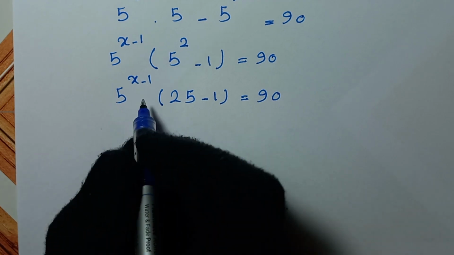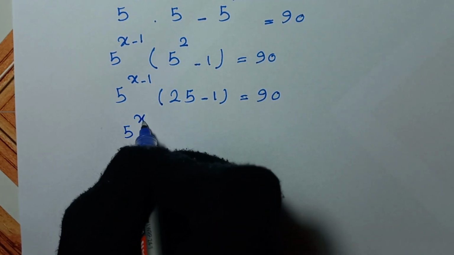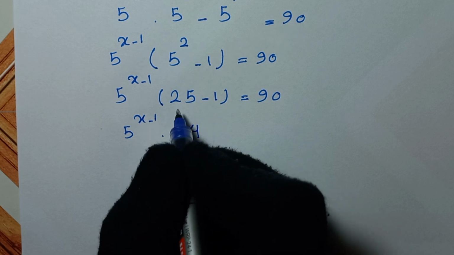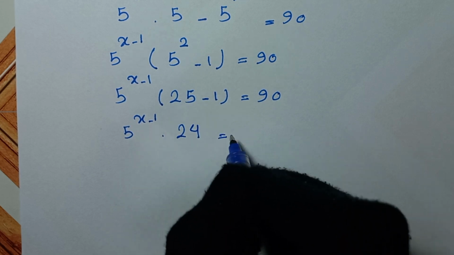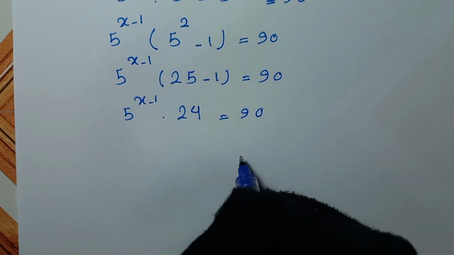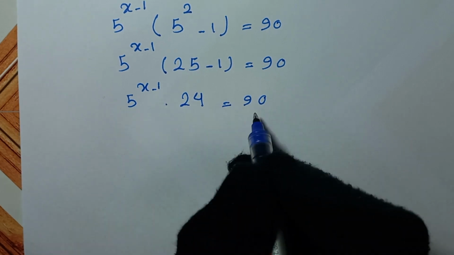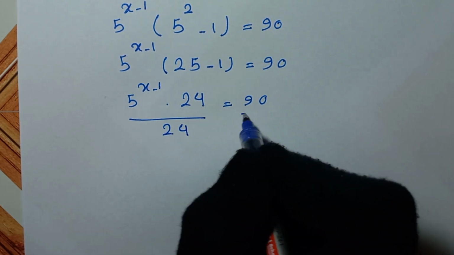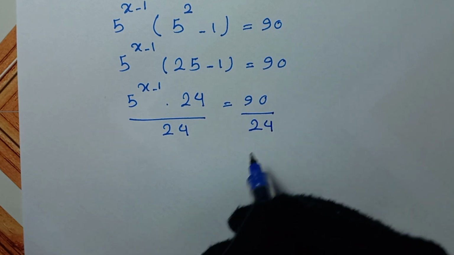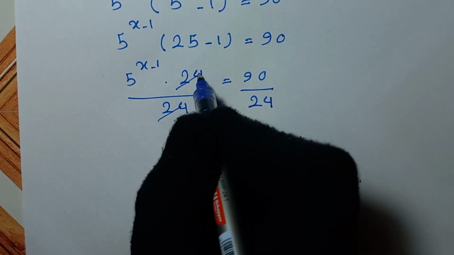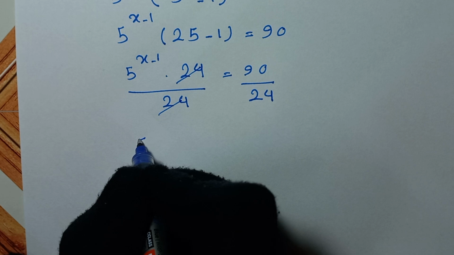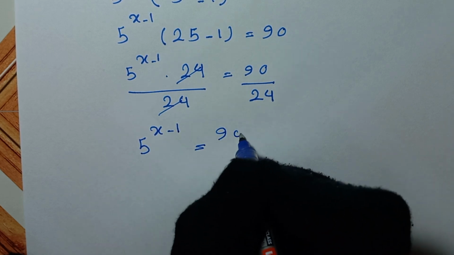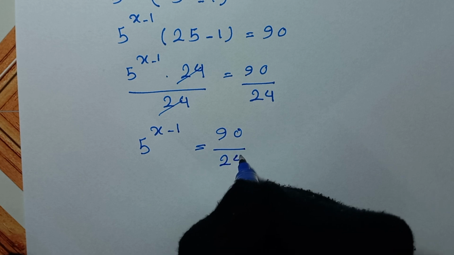So it will be 5 to the power of x minus 1 times 24, since 25 minus 1 is 24, is equal to 90. Here we divide both sides of the equation by 24. So this cancels this, and it will be 5 to the power of x minus 1 is equal to 90 over 24.